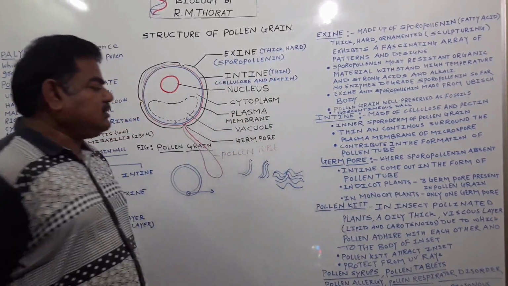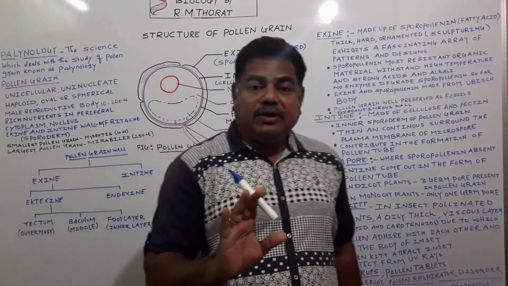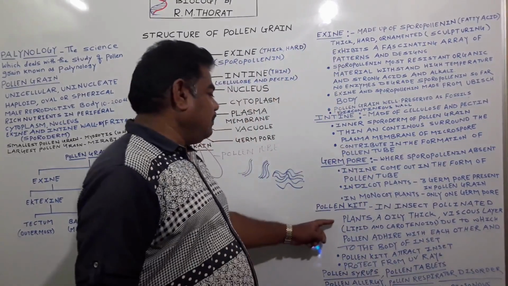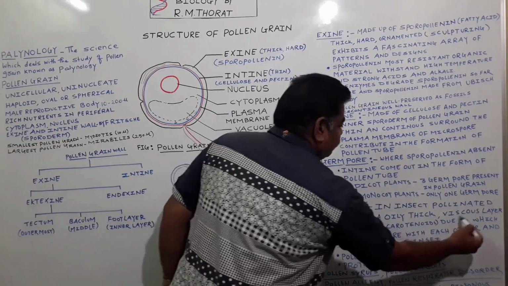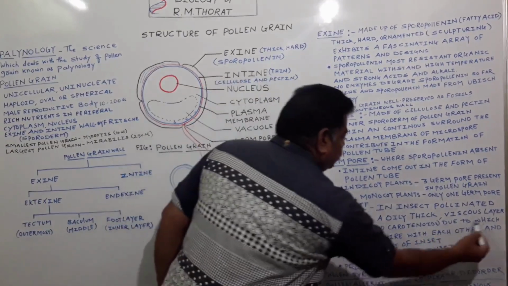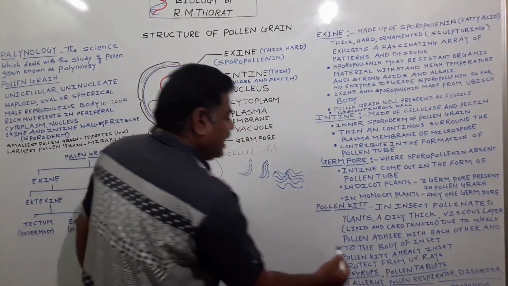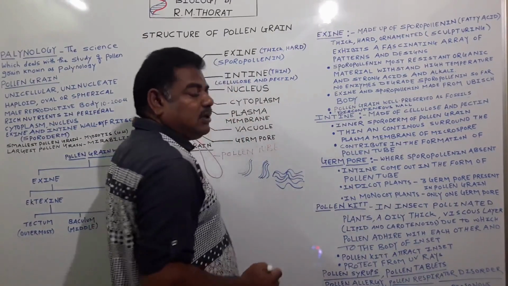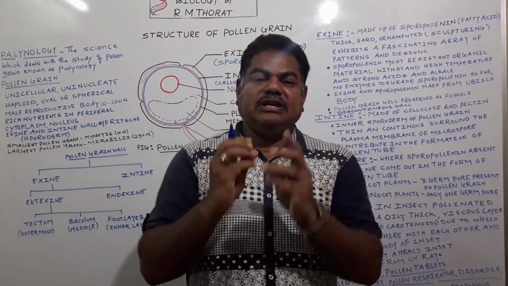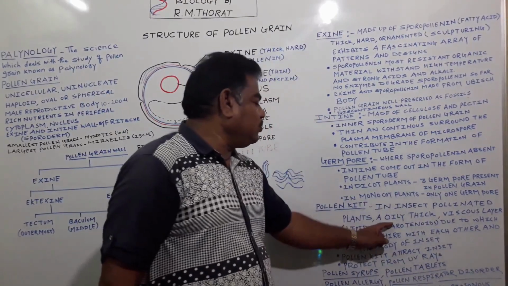Then come to the pollenkitt. Pollenkitt means, in insect pollinated plants, not in wind pollinated plants, not in water pollinated plants, but in insect pollinated plants, an oily thick viscous layer made up of lipid and carotenoid, due to which pollen adhere with each other and form a kitt. That we call pollenkitt. A number of pollen grains adhere with each other due to this lipid and carotenoid, that viscous oily layer.